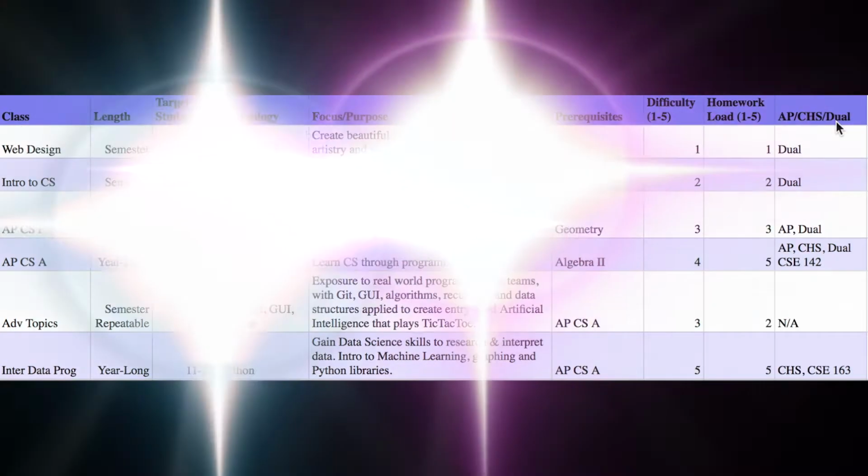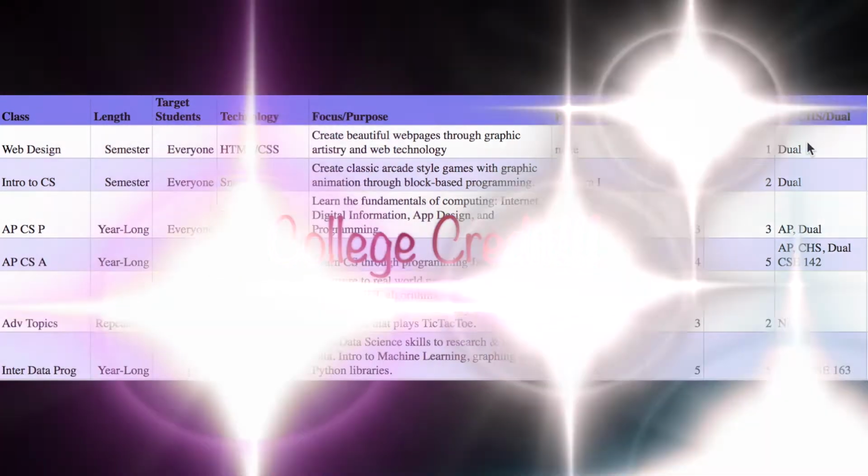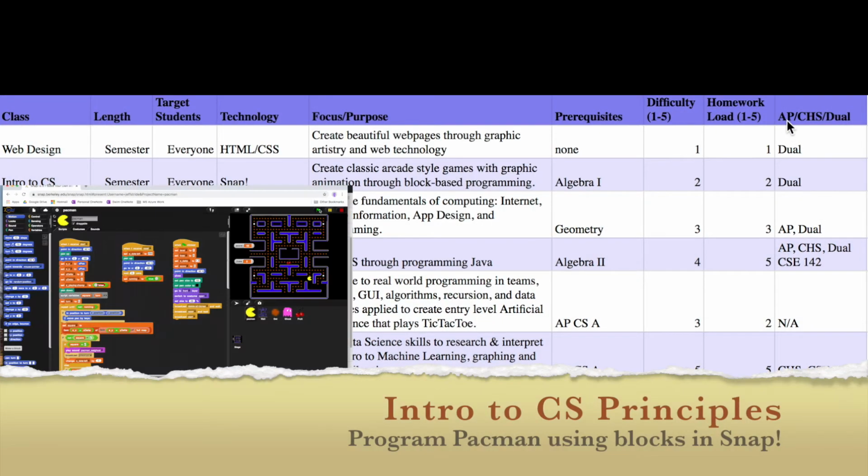Over here in this column, it is showing what kind of college credit you can get from AP, or the AP exam, college in the high school, basically UW in the high school, and dual credit, which means some community college will offer you credit for some class that they have that matches this curriculum.